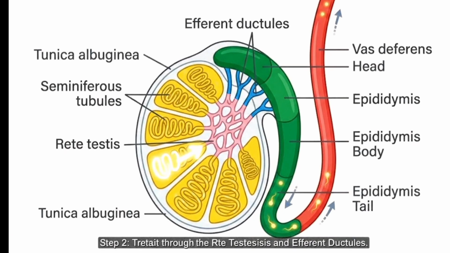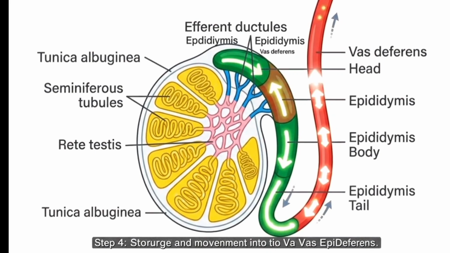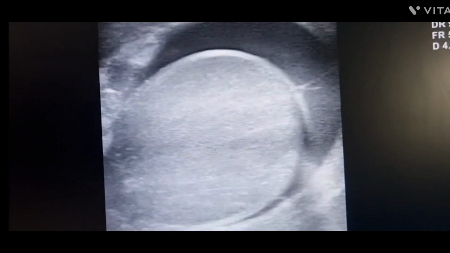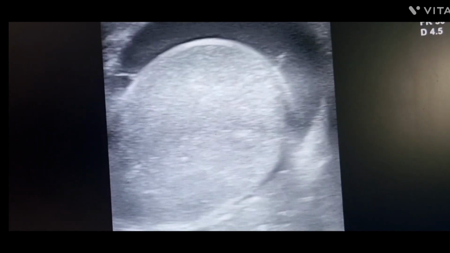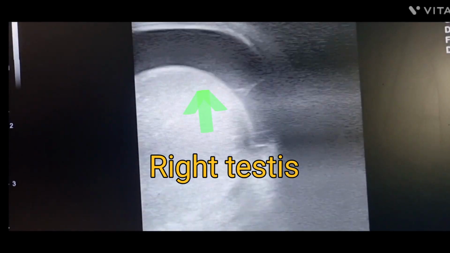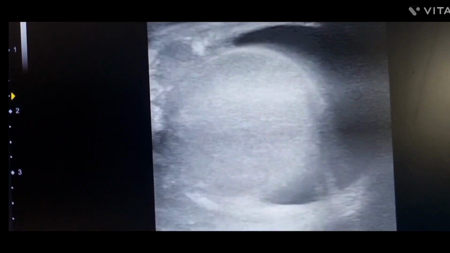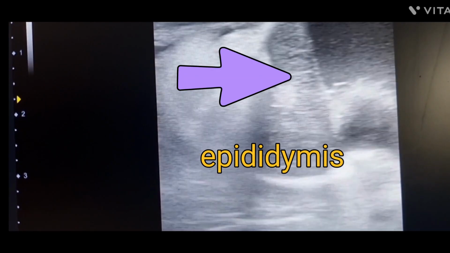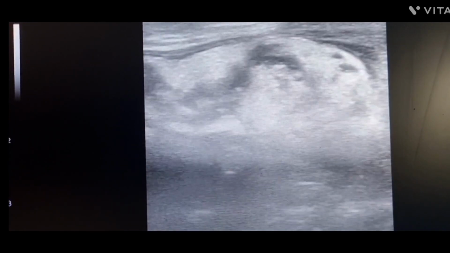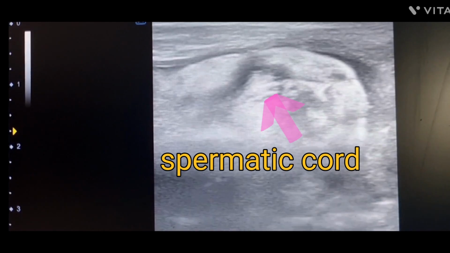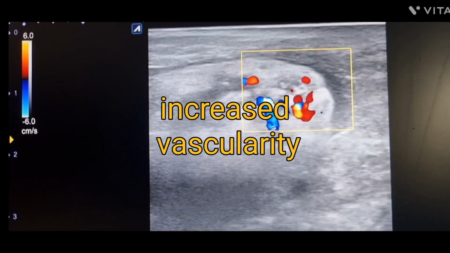Now let's see the ultrasound findings. As we see here, a homogeneous mild to moderately echogenic oval shaped right testis that is surrounded by hypoechoic fluid around it. Adjacent to the testis, we can see a heterogeneous comma shaped mildly bulky epididymis, and adjacent to the epididymis we can see a tubular thickened bulky spermatic cord with increased echogenicity and edema.